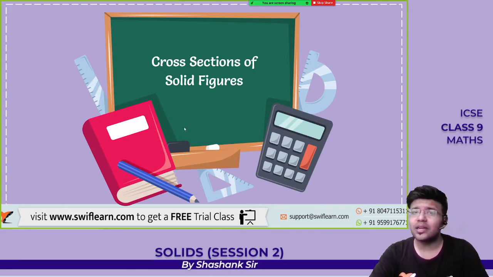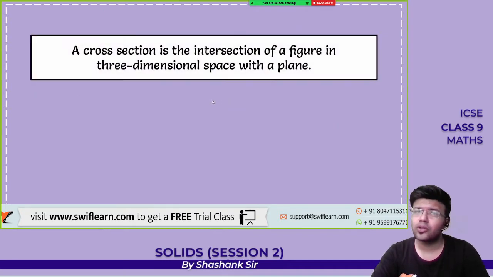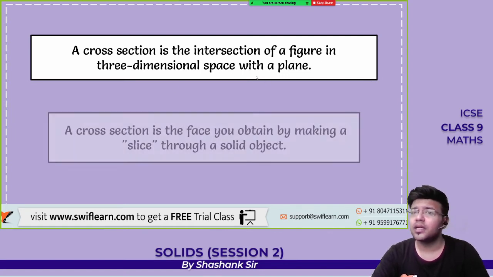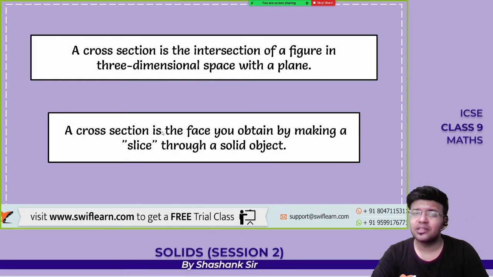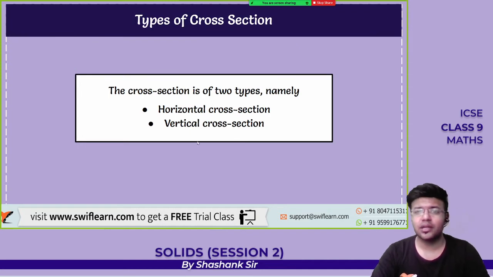Now, let us study the cross sections of solid figures. A cross section is the intersection of a figure in three-dimensional space with a plane. Cross section is the face you obtain by making a slice through a solid object. The cross section is of two types, namely horizontal cross section and vertical cross section.